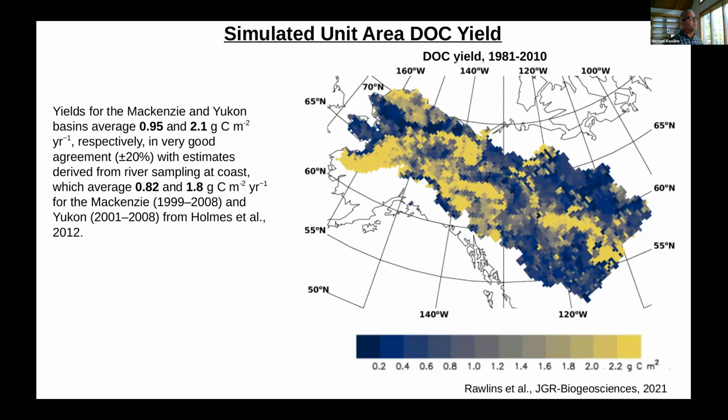That gives us DOC yield for the whole Western Arctic. Then DOC yield in grams of carbon per square meter per year. Let me just skip ahead. The estimates for the Yukon and the Mackenzie are close to those estimates that we get from Holmes et al., based on the sampling of the rivers. Slightly higher, about 15% higher, that's the losses in transit.